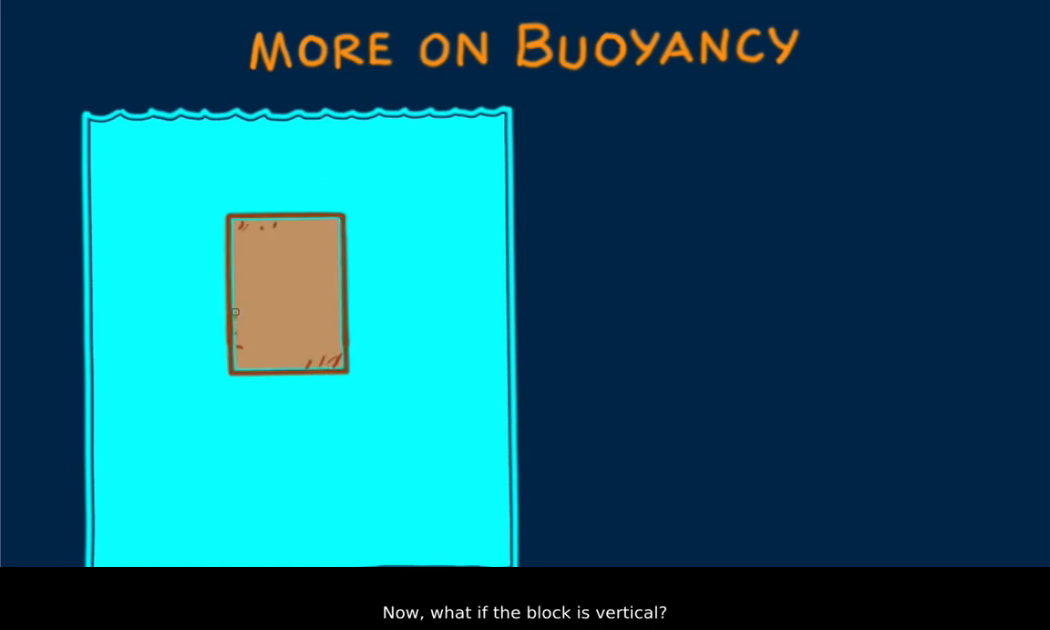Now what if the block is vertical? Then there's a greater difference in depths and a greater difference in pressures between the top and bottom, and correspondingly greater difference in downward and upward force vectors. So does this greater difference in forces mean there's greater buoyant force in this vertical position?